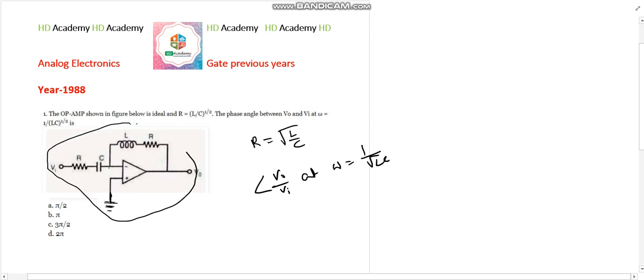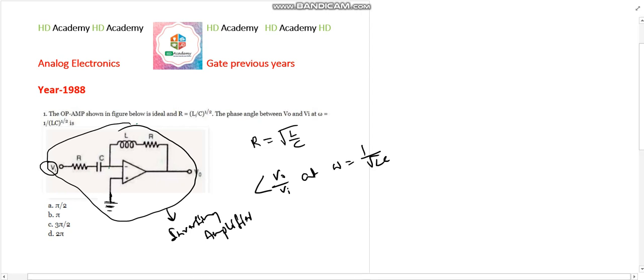This circuit is an inverting amplifier. Why is it an inverting amplifier? The input Vi is given to the inverting input, and there is an output. There is an LR circuit as feedback from the output to the non-inverting input. So this is an inverting amplifier.